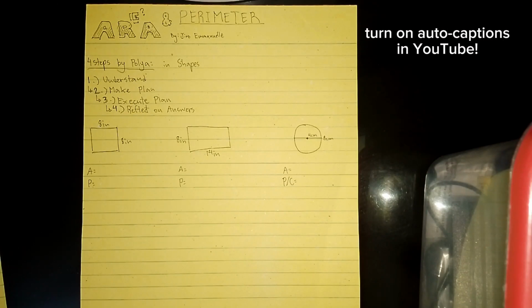Good day to everyone. Today we are here to discuss how to solve the area and the perimeter of geometric shapes, in which we are going to apply the 4 steps method by George Polya. Now, before we begin, we first have to understand what is the 4 steps method by Polya.